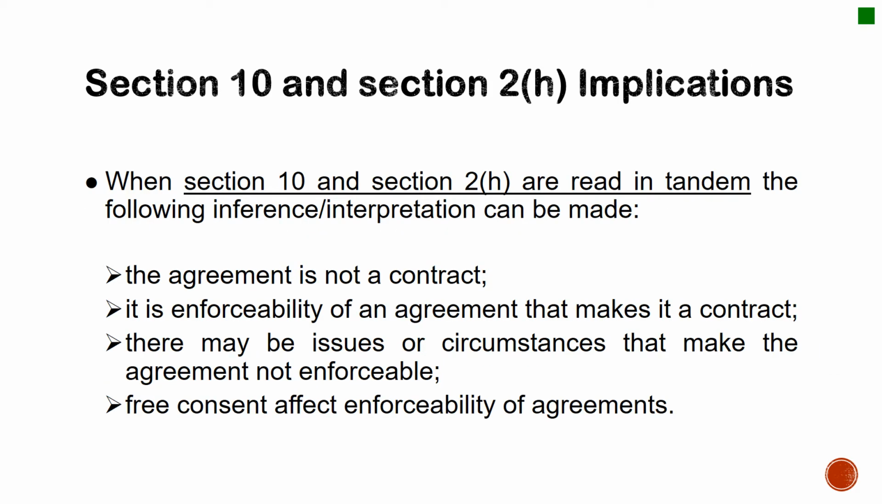Now, Section 10 should be read together with 2H. So 2H says that an agreement is not a contract. It is enforceability of an agreement that makes it a contract. And there may be issues or circumstances that make the agreement not enforceable. And free consent can affect enforceability of contracts. So these are the things that we get when we read Section 10 with Section 2H.